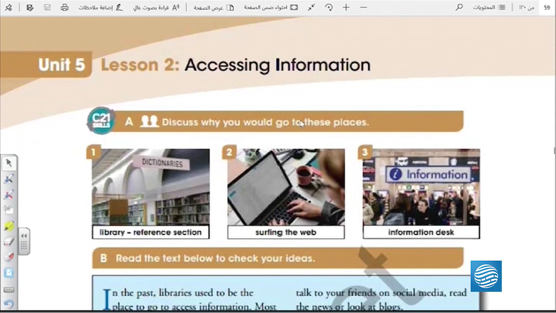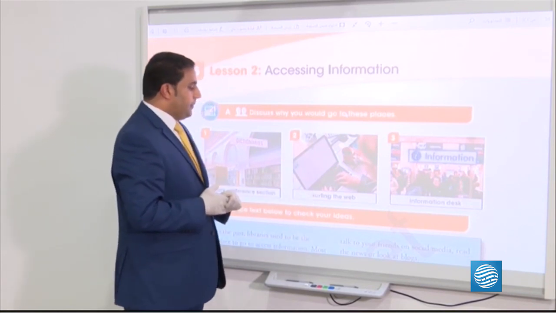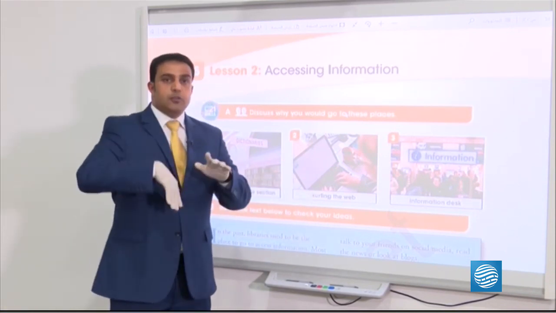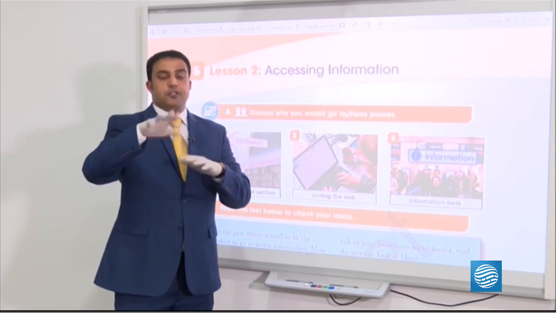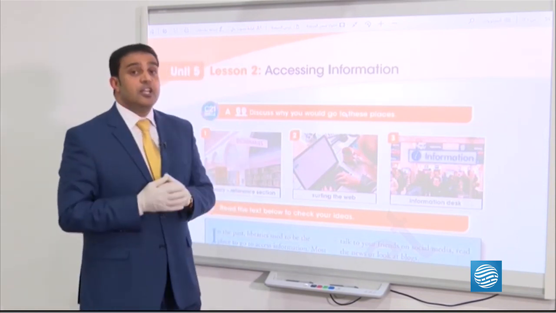Library. As you see in the picture here, there are some shelves with books on them. So this is called a library. Number 2, surfing the web. Surf means when you go through the websites, pages of websites, and find information about things that you look for.